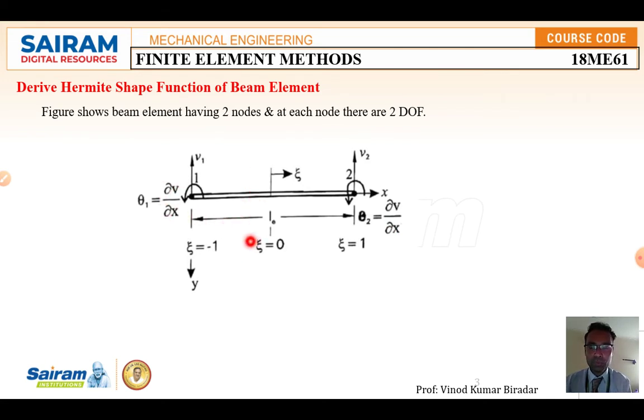This is a brief explanation of the diagram. This is the beam element, and the length is LE, which denotes the length of the given beam element. This is the x direction and y direction. If you consider the local direction, the origin is at the center where zeta is equal to 0, at node number 1 zeta is equal to -1, and at node number 2 zeta is equal to 1. Calculating the Hermite shape functions and substituting in the final equation, you get the Hermite shape functions 1, 2, 3, 4.